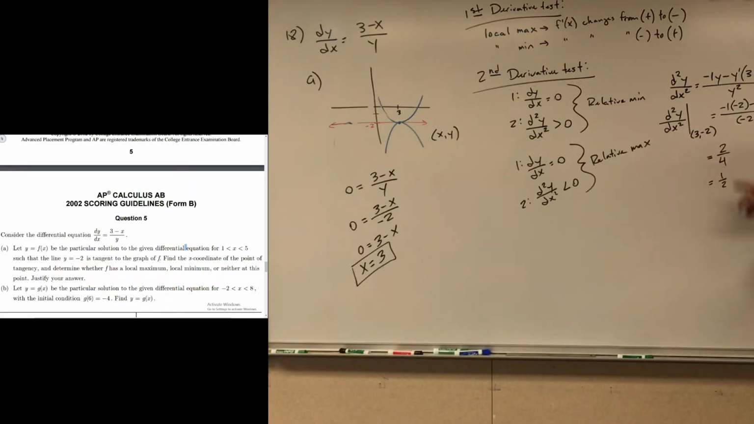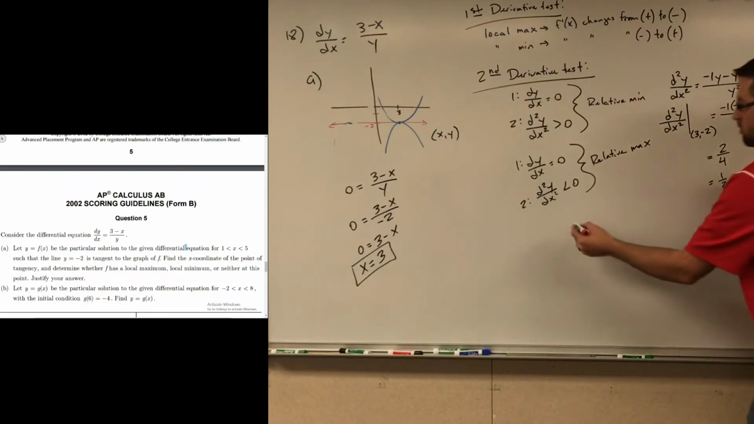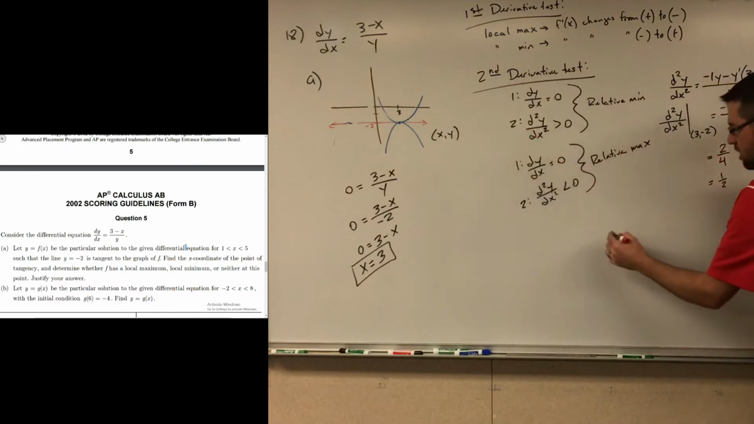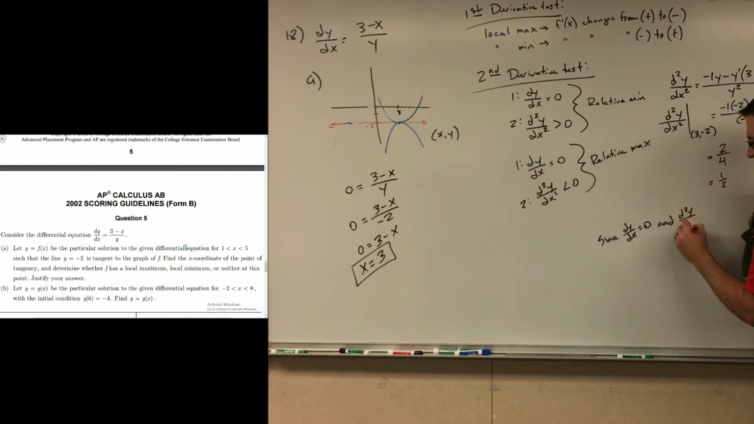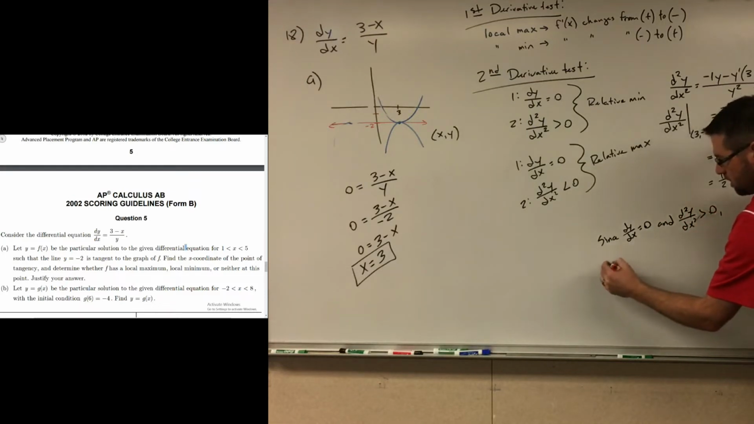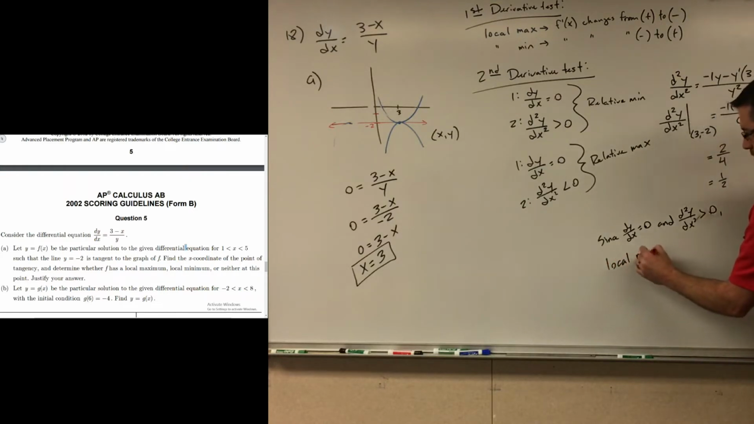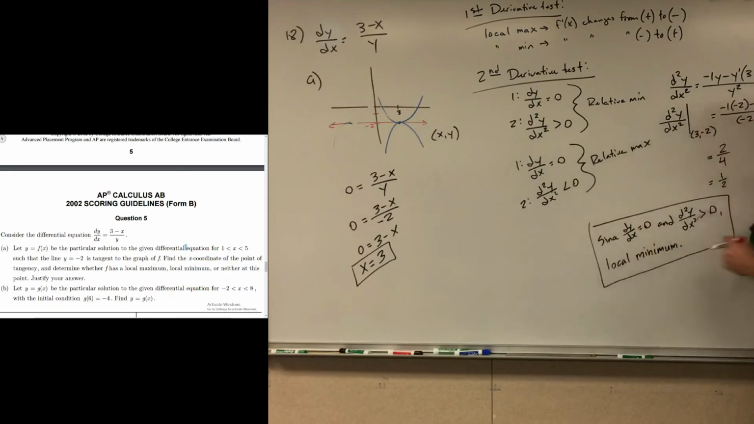The second derivative is positive, therefore it's concave up. So we're going to say, here's the justification. This is just words. We would say, since dy dx equals 0, and d2y over dx squared is greater than 0, we would say local minimum. Again, this doesn't always pop up. Most of the time you can figure out maxes and mins by the first derivative test, but when you have a y involved there, it makes the first derivative test very difficult.